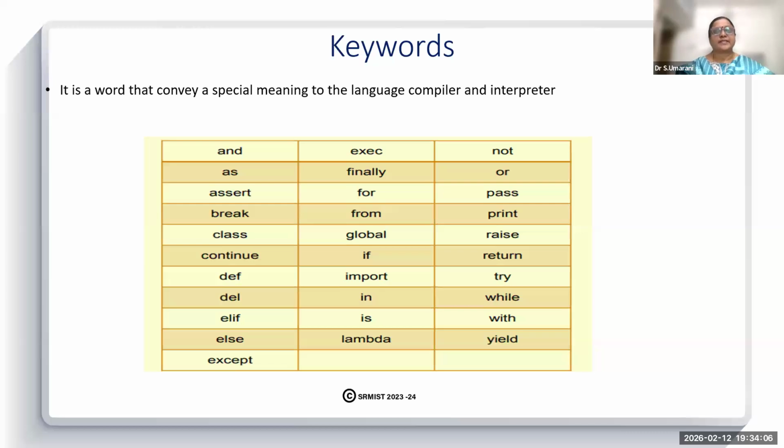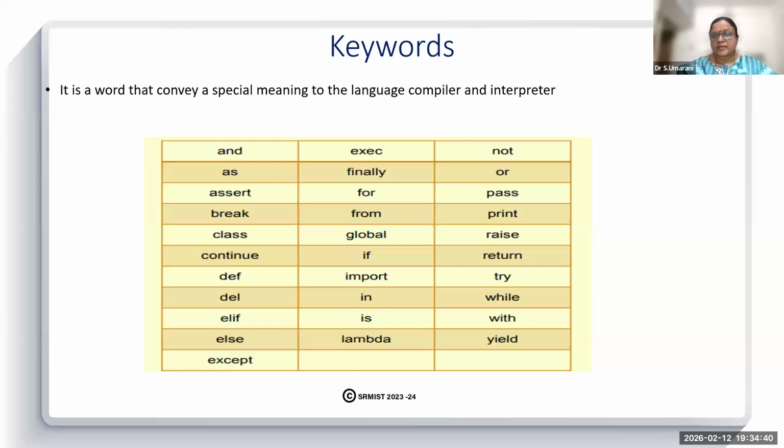So this is keyword. A keyword is a word that conveys a special meaning to the language compiler or interpreter. In Python, we have an interpreter, so it conveys the special meaning to the language. So what keywords are available in Python? Here I have given sample keywords for writing programs: and, as, assert, break, class, continue.